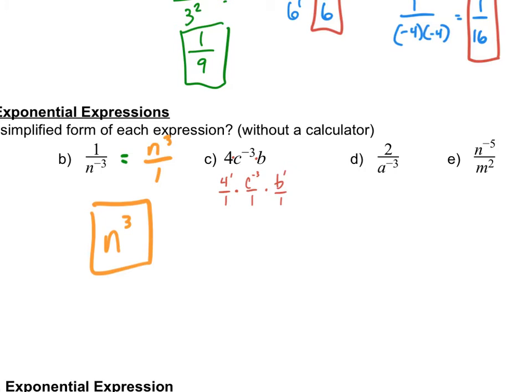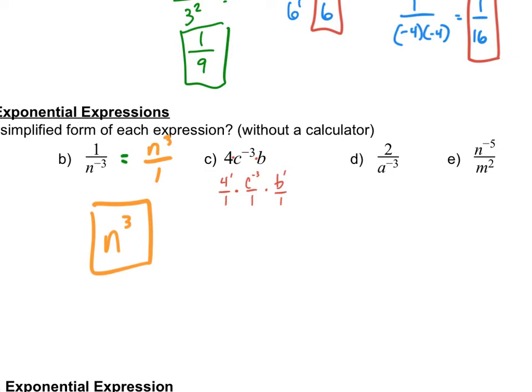When we're simplifying, we're trying to get rid of these negative exponents because we want to have positive exponents when simplifying. So right here, I have a positive exponent for my 4 and my b. So I don't need to do anything with those. But I do need to find the reciprocal of the c to the negative third in order to make it a positive.